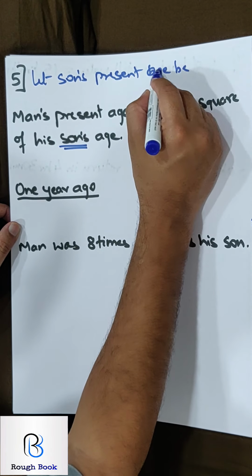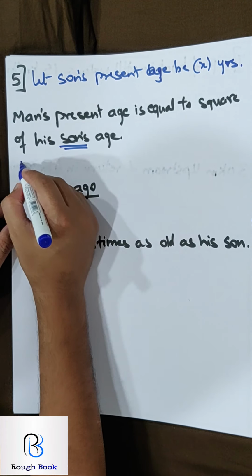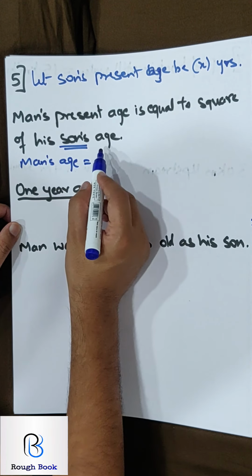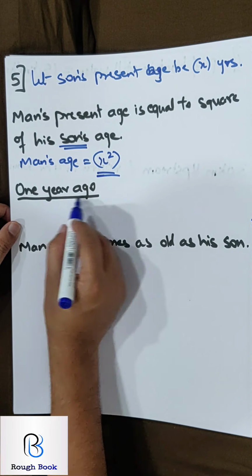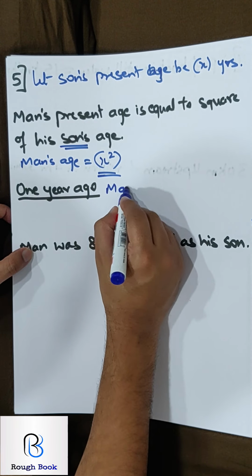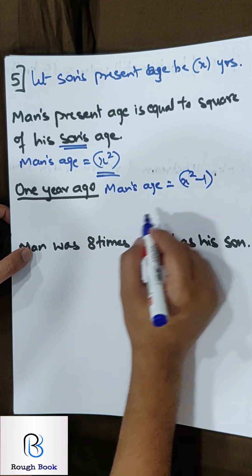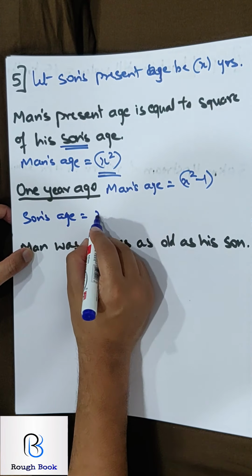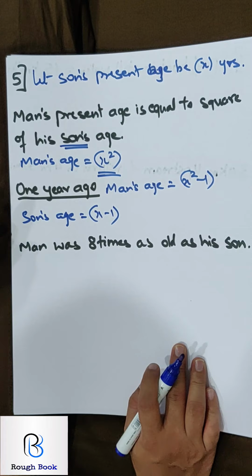be x years. So if son is x years, then what will be man's age? So man's age will be equal to the square of the son's age. So that should be x square. 1 year ago, man's age will be what? 1 year ago, x square minus 1. And son's age will be what? X minus 1. Are you with me? 1 year means you are subtracting 1. That's it.